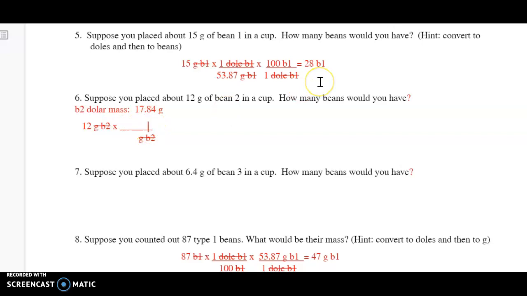Up here, I put what I'm converting to. Now, the question asks how many beans, so ordinarily I'd want to put a number of beans. But when we look at the hint, this one is probably easier to understand if we do it in 2 steps. Instead of trying to go straight to beans, we're going to first convert to doles. Because it tells me to do that, I put doles of bean 2, and we need that underscored.